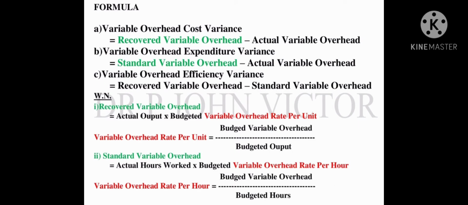Before going for the solution, let's see the formula. There are three things that we have to calculate, for which I have given the formula here. One is variable overhead cost variance. The formula is recovered variable overhead minus actual variable overhead. Before this model, nowhere else have I given colors for the formula, because the formula is there and we just substitute the values in it. That's why I didn't differentiate any formula. But in this model I have given colors because we have to do a working note for the formula.